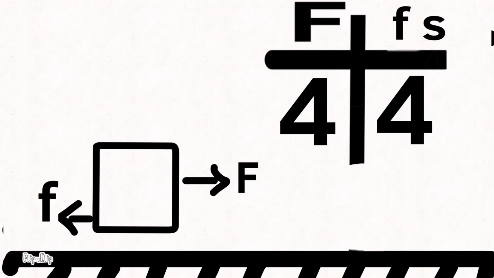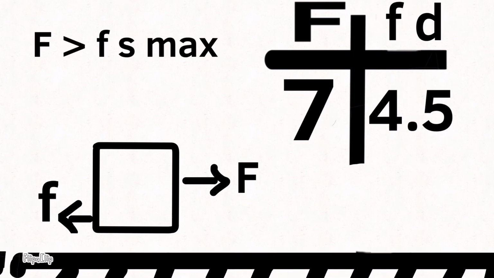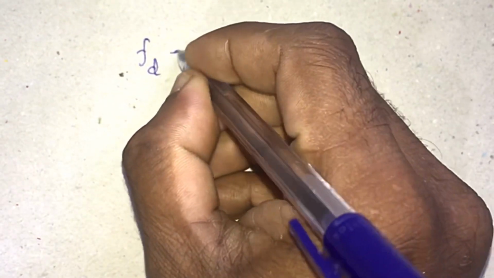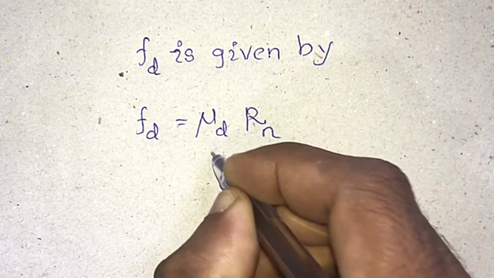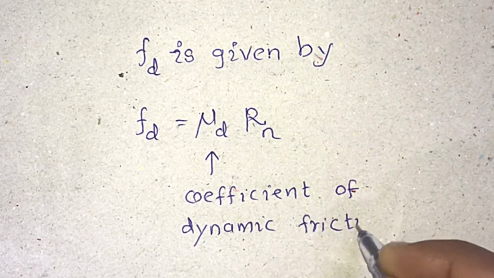If the body begins to slide on the surface, the magnitude of the frictional force rapidly decreases to a constant value Fd. Fd is given by Fd equals μd Rn, where μd is the coefficient of dynamic friction.